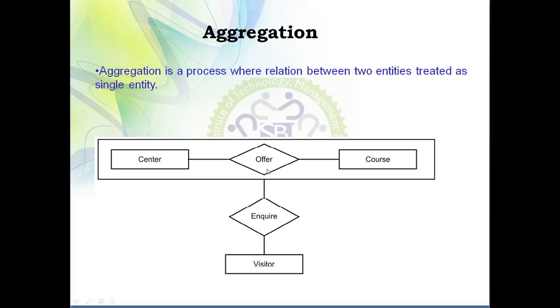So in this case, offer acts as an entity. That means here offer is a word which initially acts as a relationship, but later on it becomes an entity. So whenever you find such a concept, you can call it an aggregation. So these are the three extended ER features which can be useful while drawing an ER diagram.